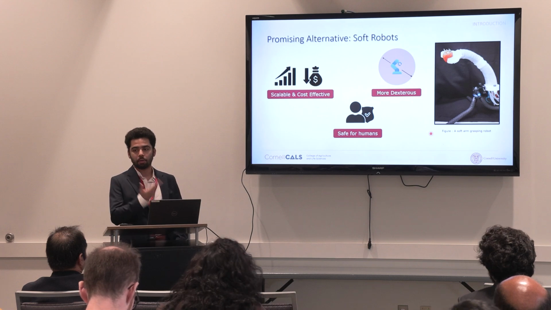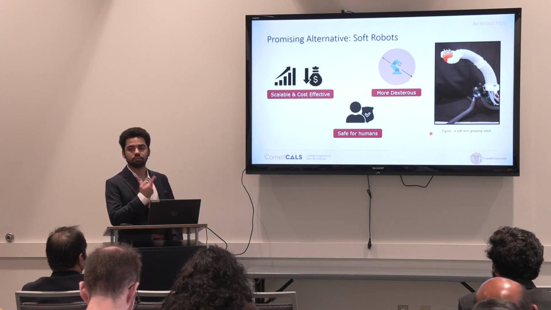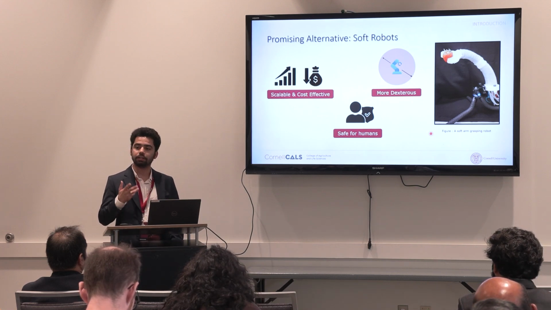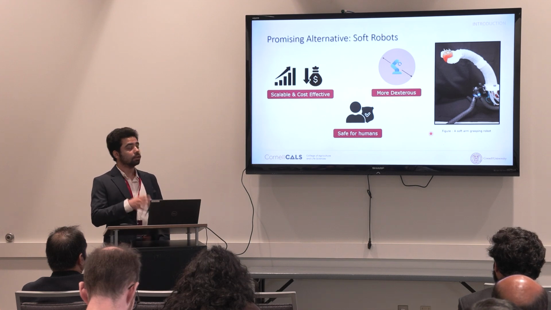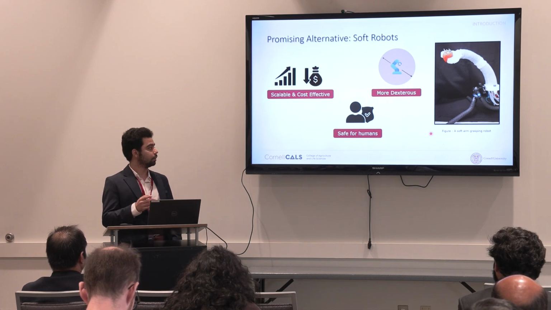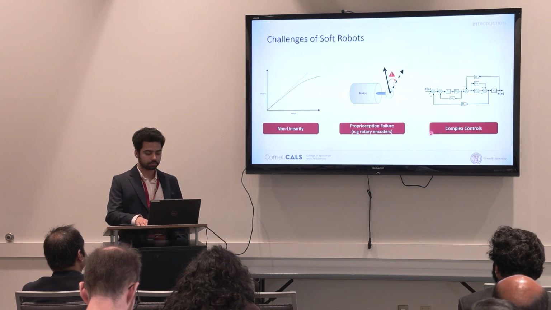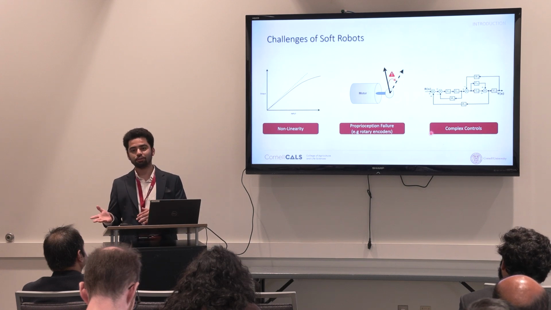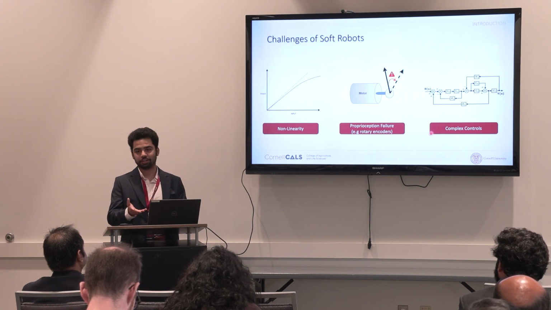So a promising alternative for that is soft robotics. First, they are scalable and cost effective because of the material that is used for their fabrication. They are more dexterous, have fewer singularities, and they are safe for humans. Now, so we have found a solution, and then we know that there is a problem associated with the solution.